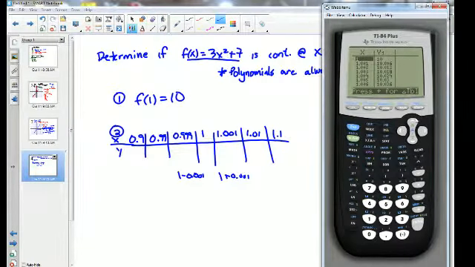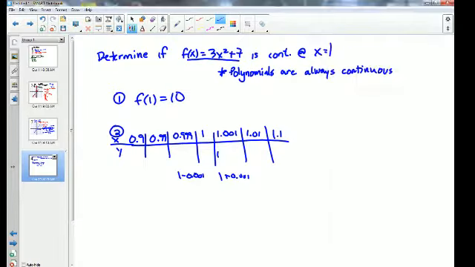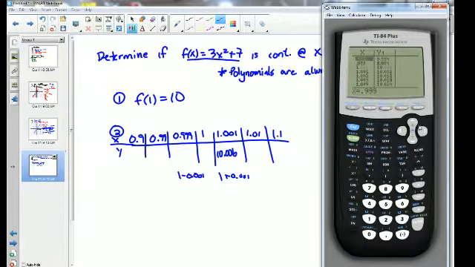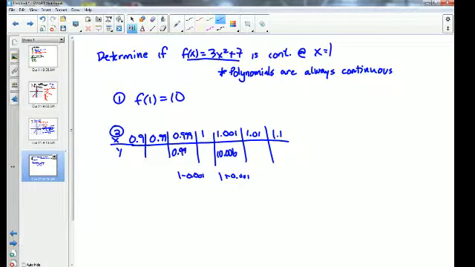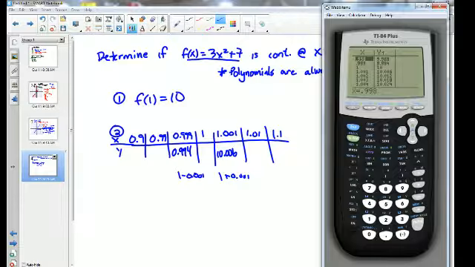There's 1.001. And if you go up, it actually gives you 0.999 as well. You good on that? Do you see 1.01 on here? It's kind of a pain to scroll to it, so just reset your table to start at 1 and go by 0.01.